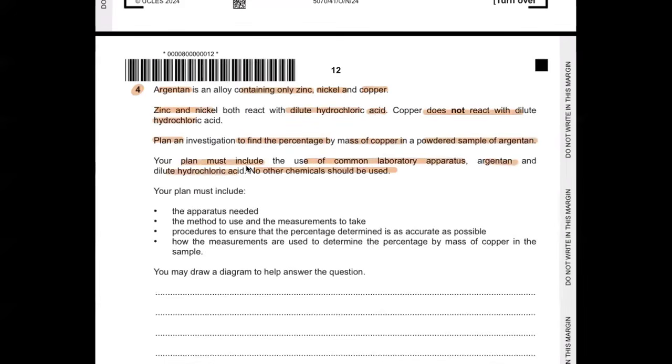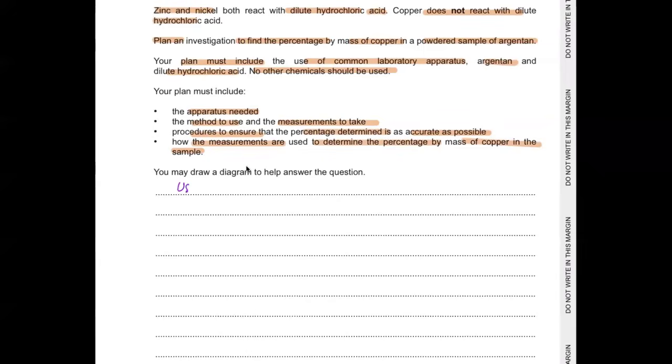So see, it's very easy that you have to mention the apparatus used. The method to use, the measurements to take, procedures to ensure that the percentage determined is as accurate as possible, how the measurements are used to determine the percentage by mass of copper in the sample. So if you recall, you are going to use a beaker with powdered Argentine.